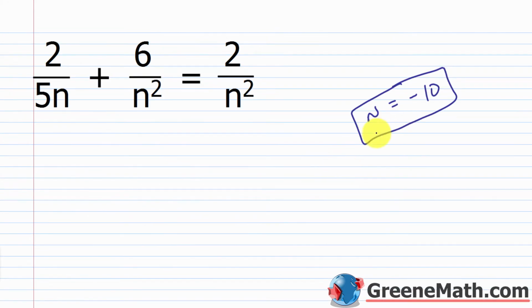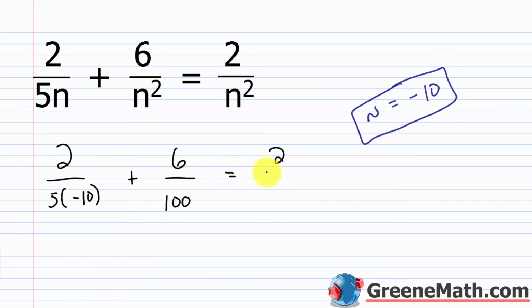Okay, so again, n is equal to negative 10. So I'm looking at 2 over 5 times negative 10. Just plug in a negative 10 for n. Plus 6 over, if I square negative 10, I get 100. And this equals 2 over, again, if I square negative 10, I get 100. So over here, if I multiply 5 times negative 10, I would have negative 50.